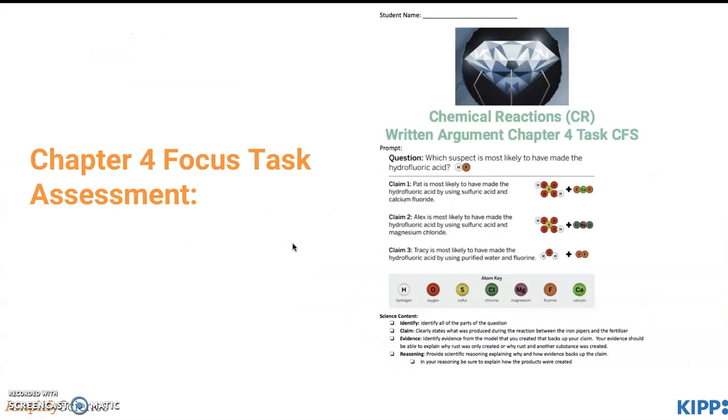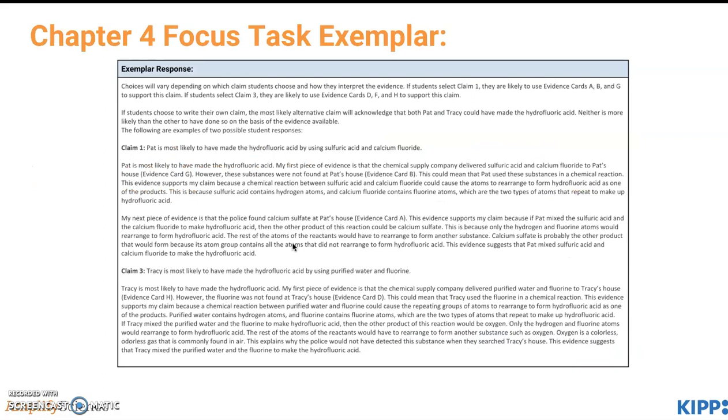Chapter 4 task. Students write an argument describing which suspect is most likely to have made the hydrofluoric acid. Pause now to finish the Chapter 4 focus task. The Chapter 4 focus task exemplar is seen below.